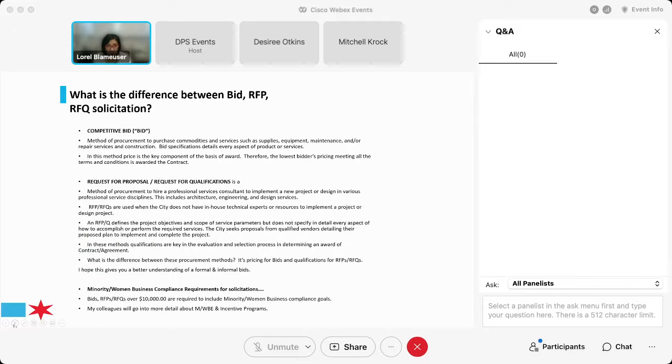So now I'm going to go into a little bit more about the actual competitive bids. Remember, these are the types of products that you would find: the toilet paper, the janitorial supplies, the pavement of roads and runways and things of that nature, okay? The method of procurement to purchase commodities and services such as supplies, equipment, maintenance, and/or repair and services. Bid specifications detail every aspect of the products and services.